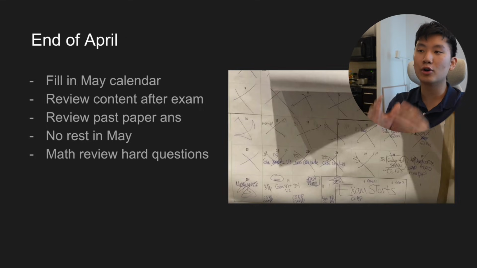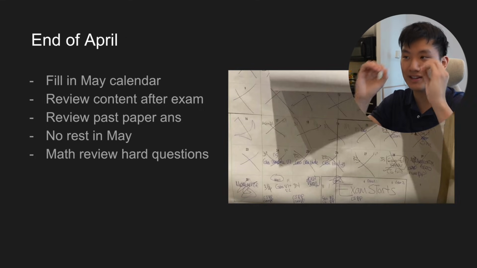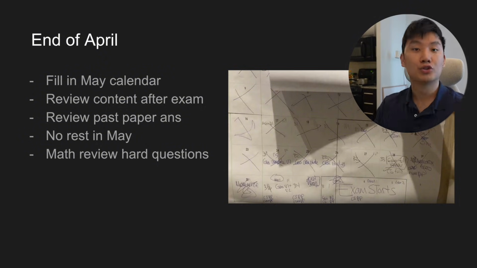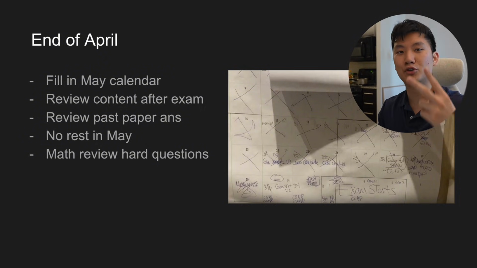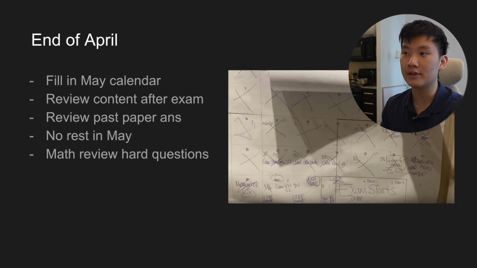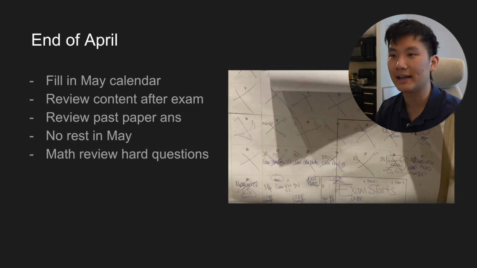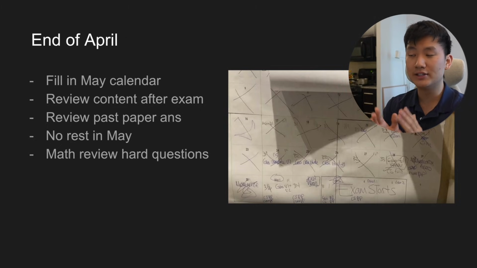Moreover, as every single paper 3 is completely different with 0 similarities, there is no way to specifically train for the paper 3. So just by training for the paper 1 and paper 2, you naturally have trained for the content that will be tested on the paper 3. It is a complete waste of time to practice a high volume of paper 3s, as every single one will be different.